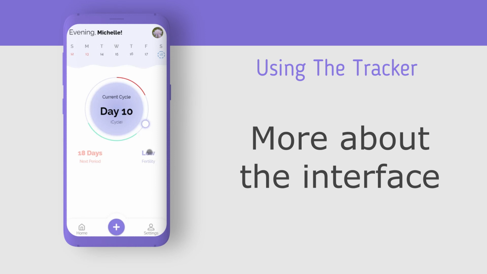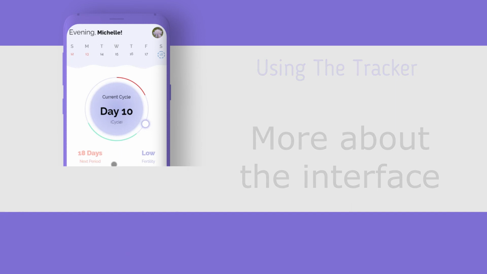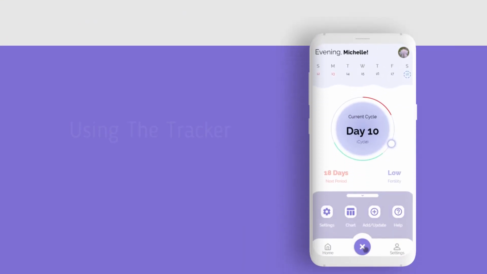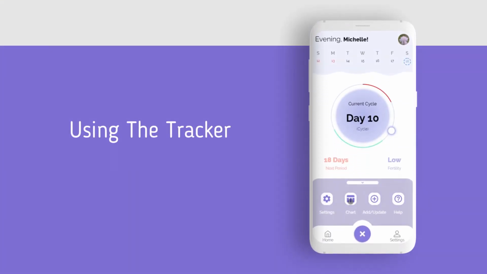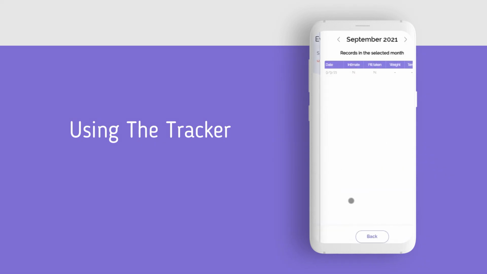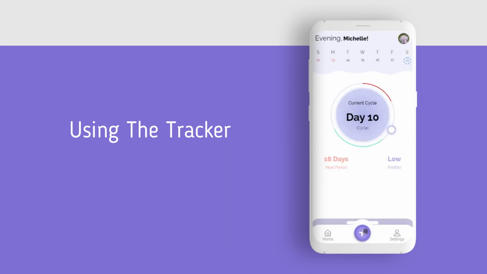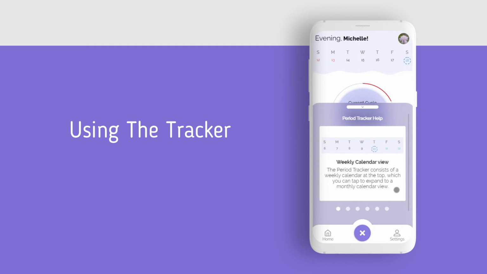Over here on the right side, we can see the fertility level indicator. It says low for today, and over on the left side, the indicator shows that the next period will start in 18 days. In the context menu of this tracker, you can do a few things. You can check the history of various entries into the chart view. You can cycle through the months from here. The Help option shows you a quick guide on how to use the tracker.